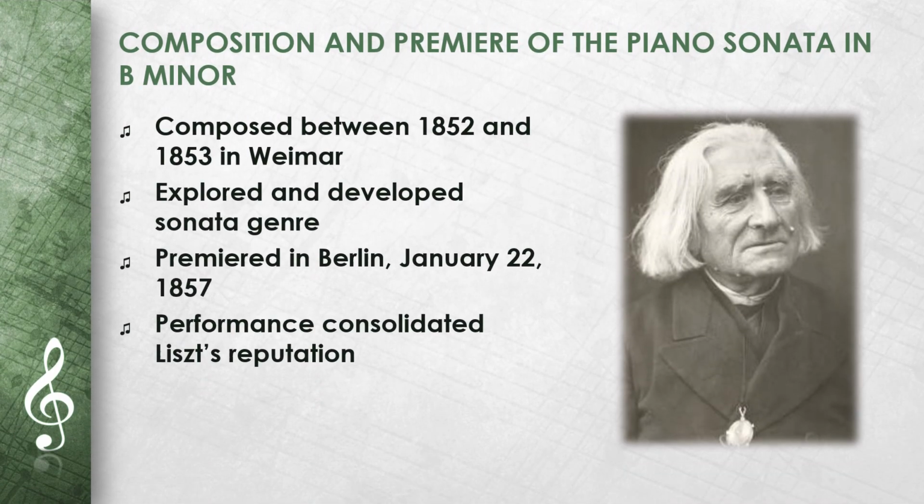Liszt composed the Piano Sonata in B minor between 1852 and 1853. At the time, he was living in Weimar and working as a court conductor. The sonata was written at a time when Liszt was intensively exploring the genre of the sonata and seeking new ways to develop the form. The sonata was premiered in Berlin on January 22, 1857, with the pianist Hans von Bülow as the interpreter. The performance was met with great enthusiasm by the audience and helped to consolidate Liszt's reputation as an important composer.